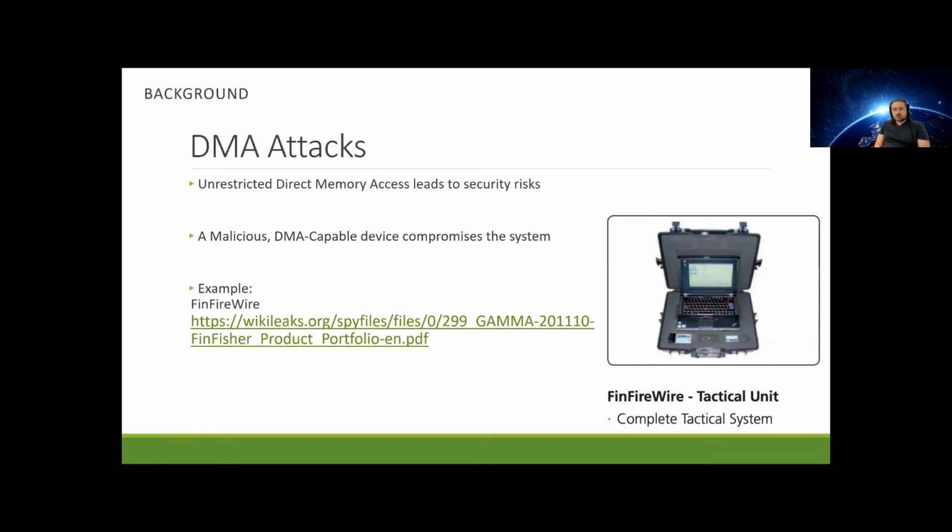DMA also allows a malicious device to read or modify memory that it was not supposed to. This is called a DMA attack. It's a side channel attack where a malicious DMA capable device compromises the system. One notorious example is this thin FireWire unit, which is basically a Lenovo ThinkPad with a FireWire adapter and can be used to take over a target machine. You just approach the target machine, plug in the dongle, and gain control.